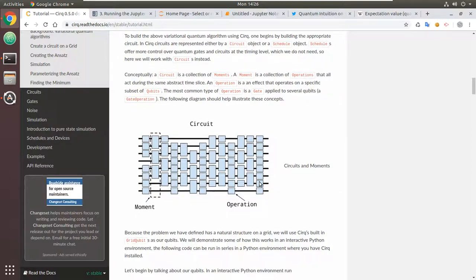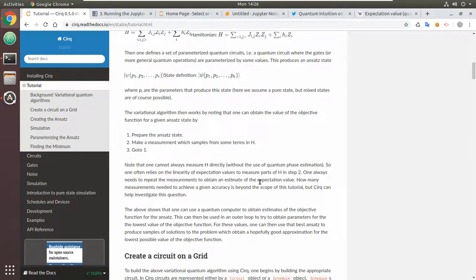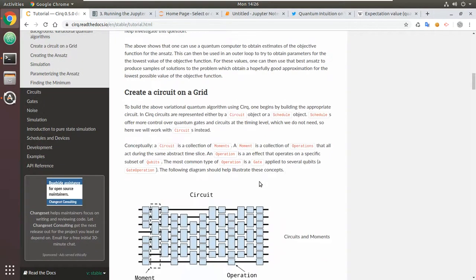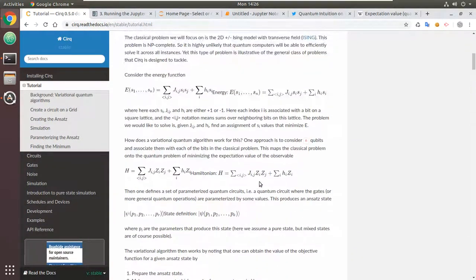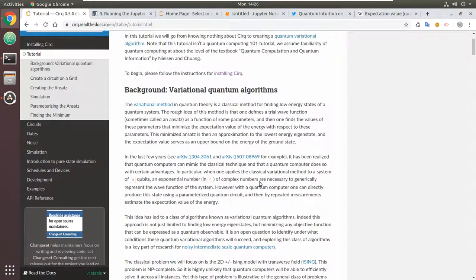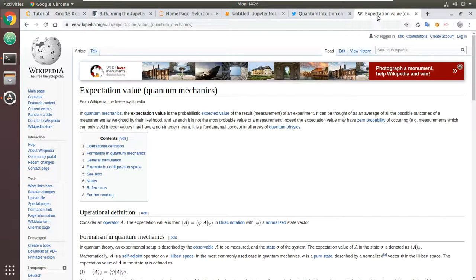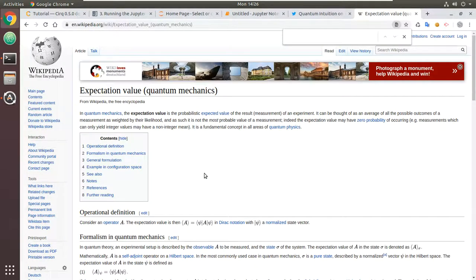Create a circuit on a grid. Okay, so let's get into it. Or you know what? I think I'll stop here for this video. I'll just make another one where I go ahead with the actual stuff. I got it installed and I went through the background, but this is still not clear to me. Is there anything here about the phase? No.